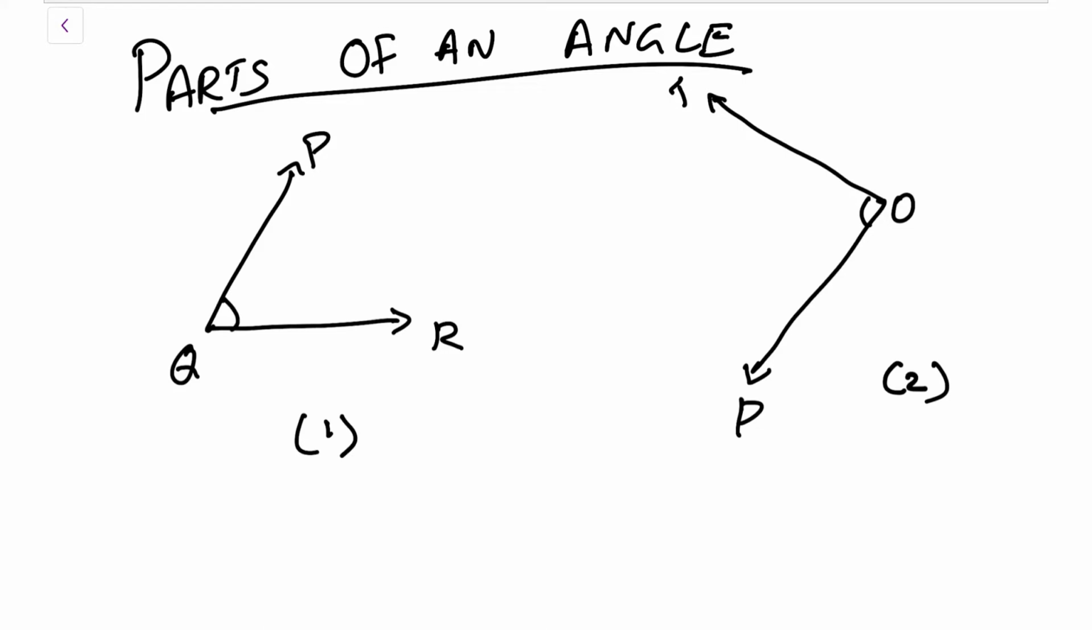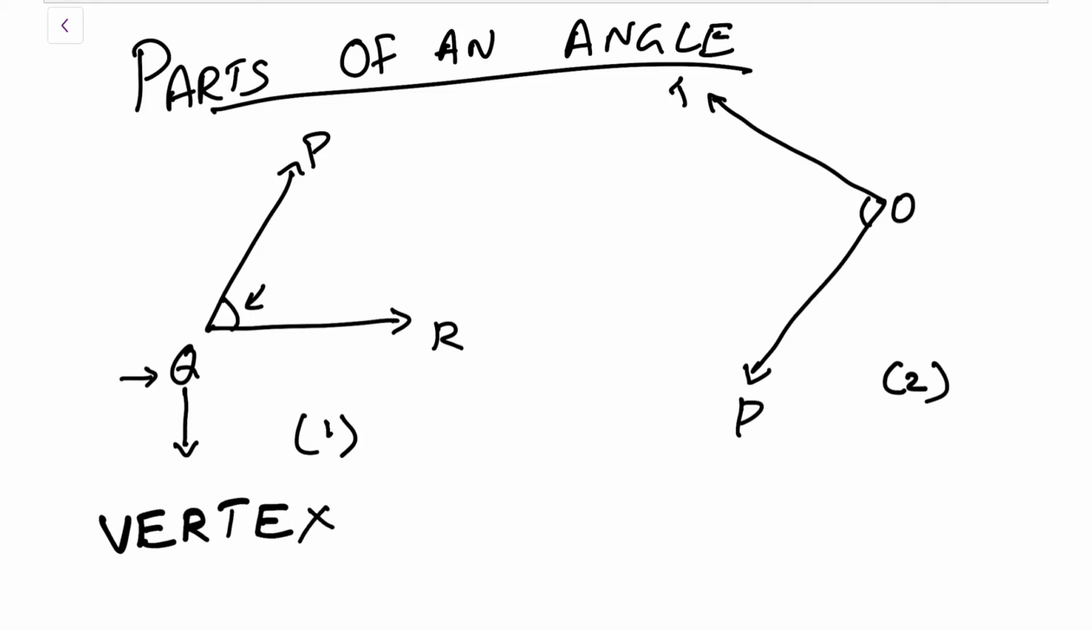Now, look at figure 1. What is the angle that is formed? Where is it formed? It is formed at Q. Okay, it is formed here. Alright, it's formed at Q. So, this Q is called the vertex.